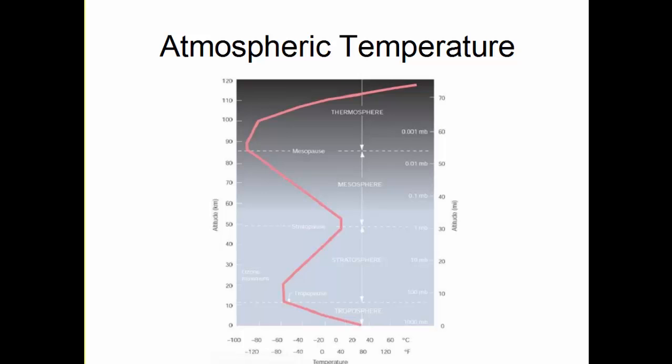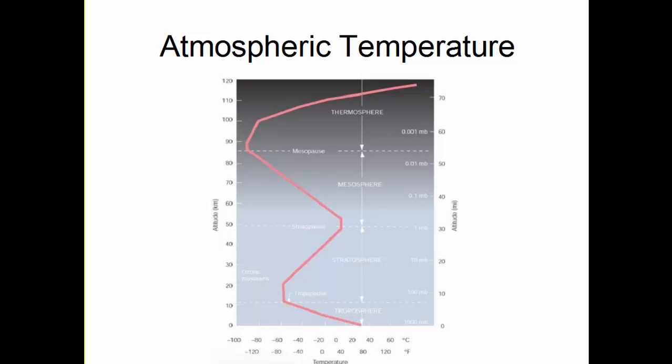Now, the dividing parts of these layers are all pauses of one sort or another. In other words, the division between the troposphere and the stratosphere is called the tropopause. The division between the stratosphere and the mesosphere is called the stratopause, and the division between the mesosphere and the thermosphere is the mesopause.